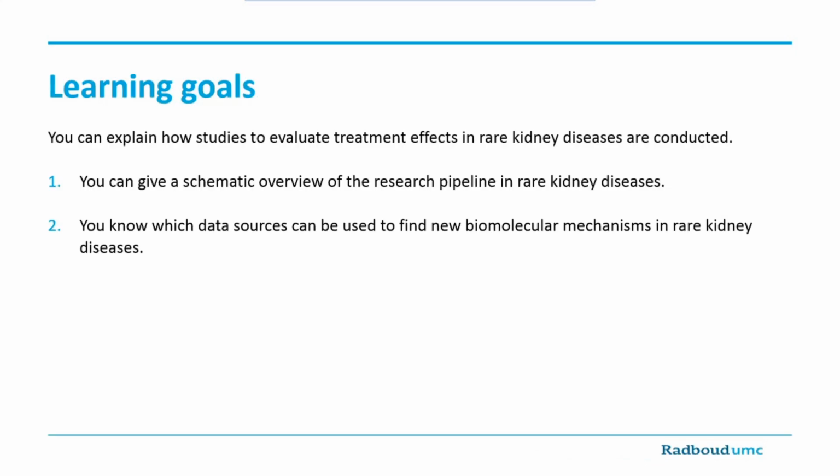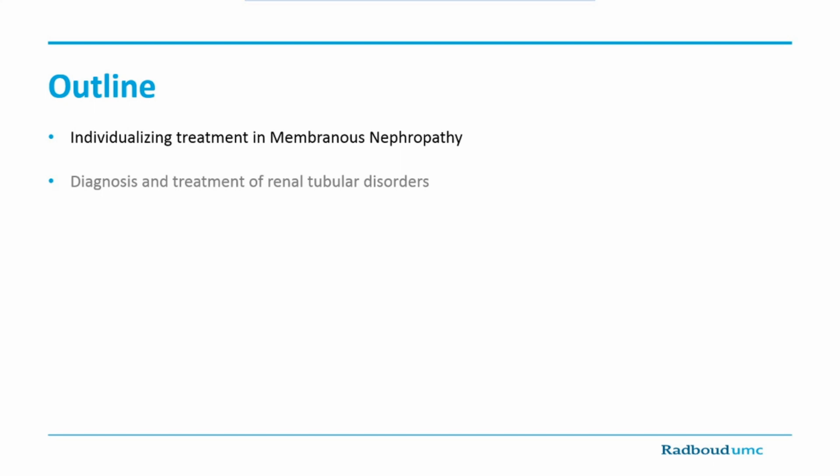The overall goals of this lecture are that you can give a schematic overview of the research pipeline in rare kidney diseases, and that you know some of the data sources that are used in kidney diseases to find new biomolecular mechanisms for kidney disease. In this first part of the two-part lecture, I will be talking about examples in membranous nephropathy.